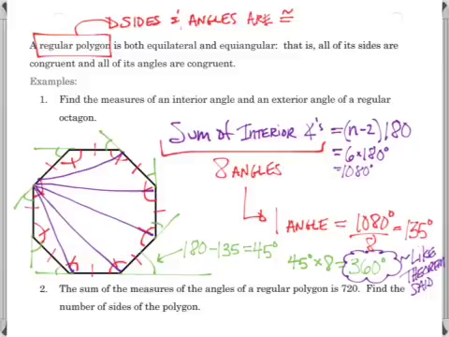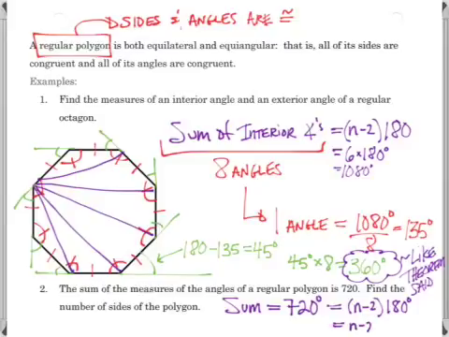Alright, so that might be one way that we're given it. We're given the number of sides and we want to figure out the sum of the interior angles. It could be the opposite. We could be given the sum of the angles and have to figure out the sides. But we start again with our equation. The sum is 720, and I know that's also equal to n minus 2 times 180. Once I have that set up, I just solve for n. I divide by 180 and add 2, and I get n is 6. So that is going to be a hexagon.